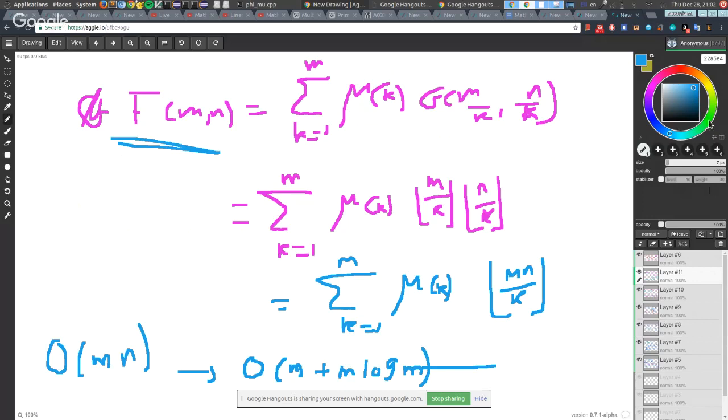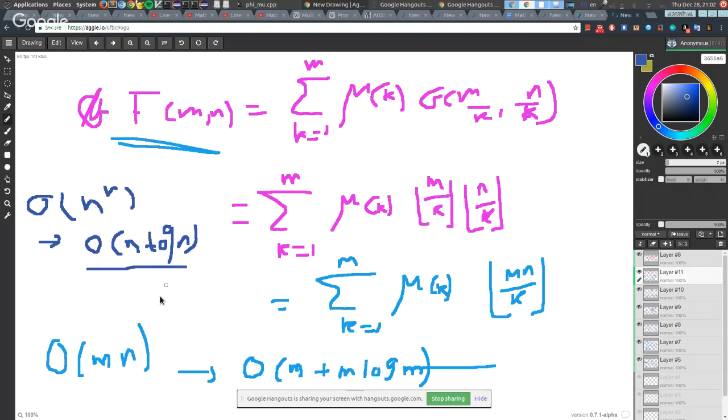And we can generalize this idea for a grid with r dimensions instead of 2. So this would be reduced from, let's say, n to the power of r to O of n log n. We have a hypercube where all the dimensions are of size n, and we have r dimensions. So to solve the same problem, instead of doing it in O of n to the power of r, we'll just do it in complexity of n log n. So this was one of the really interesting applications of the Mobius inversion.